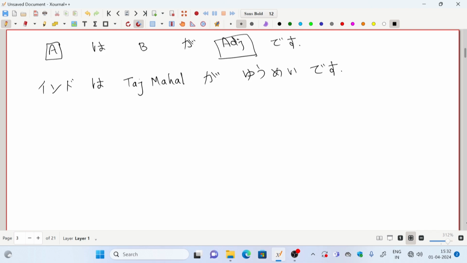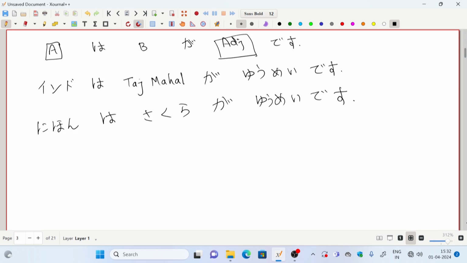Suppose you want to say in Japan sakura is famous. Sakura is cherry blossom, so we can write Nihon wa sakura ga yūmei desu. So now we can talk about some other country and ask what is famous there.